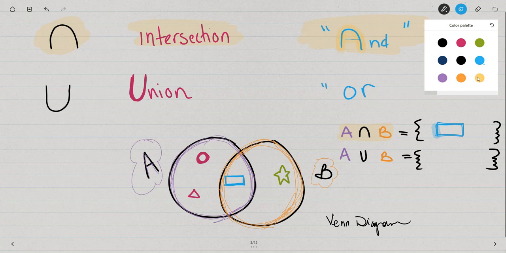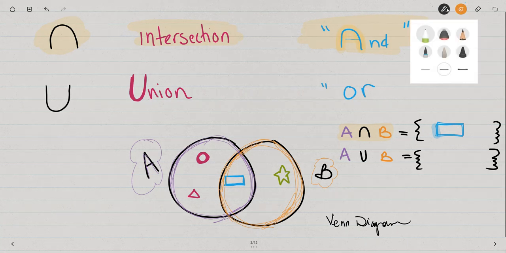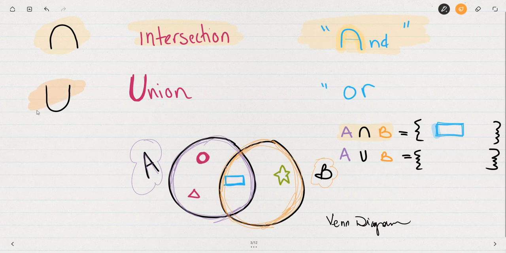On the contrary, we've got this union symbol. It looks like a U, and notice the U in the word union, that's a mnemonic. That's how you might remember which one is a union and which is an intersection. And for a union, we could replace it with the word or.